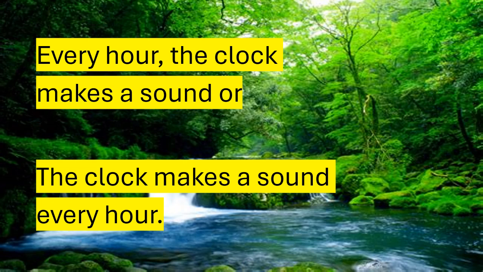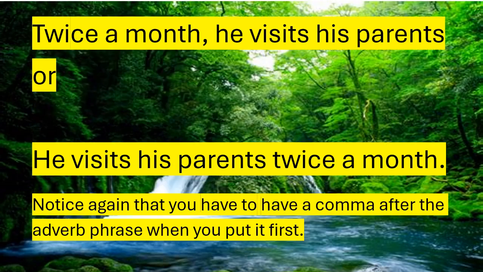Every hour, the clock makes a sound at the beginning, or the clock makes a sound every hour at the end. Twice a month, he visits his parents, or he visits his parents twice a month. Notice again that you have to have a comma after the adverb phrase when you put it first.